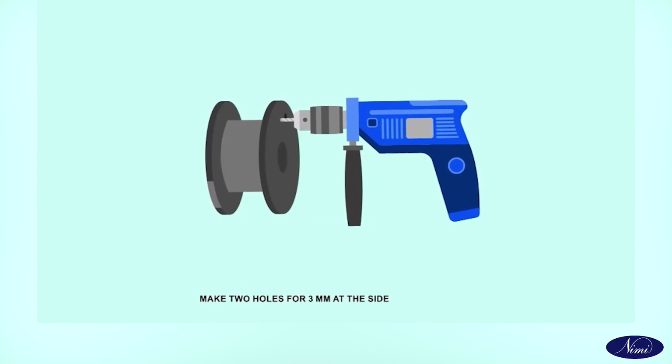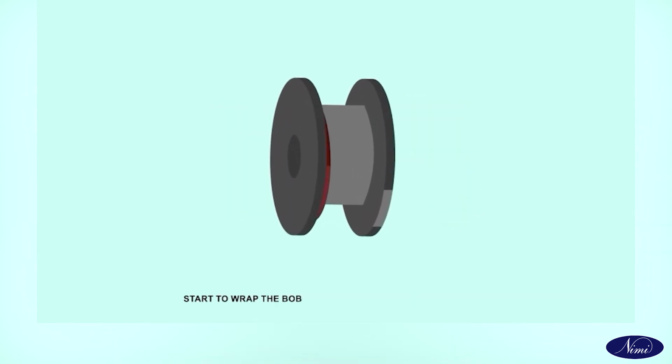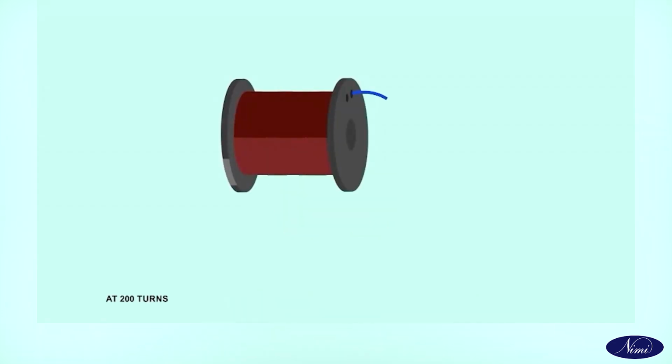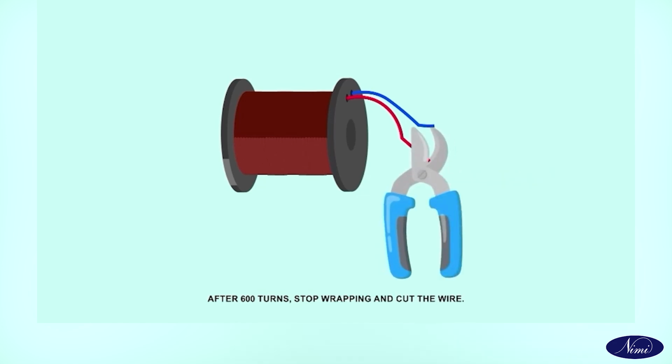Step 2. Make 2 holes of 3 mm at the side of the bobbins. Step 3. Start to wrap the bobbin with the enameled copper wire. Step 4. Wrap the coil evenly all over the bobbins. Step 5. At 200 turns, take a tapping by folding the wire and inserting it in the first drilled hole. Step 6. At 400 turns, again take a tap at the second hole. Step 7. After 600 turns, stop wrapping and cut the wire.